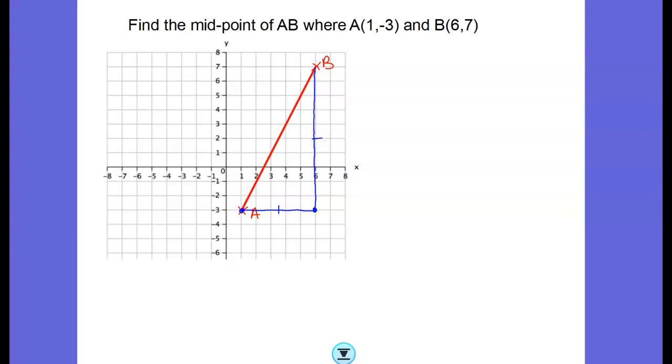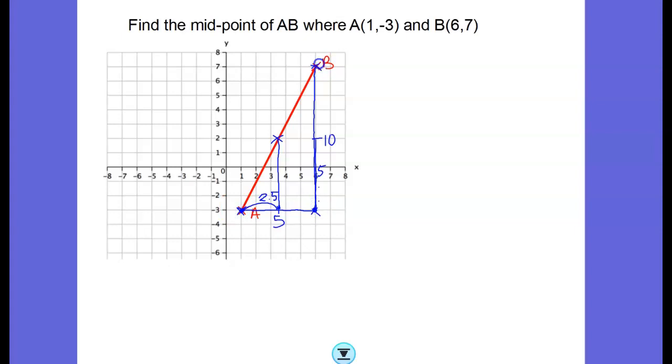And I can do that by just measuring each of these distances. And so that is 5, and this one is 1, 2, 3, 4, 5, 6, 7, 8, 9, 10. So I could count the units here. Half of 5 is 2.5, and then halfway up, that's going to be 5. So I go along 2.5 and then up 5. There's my midpoint.